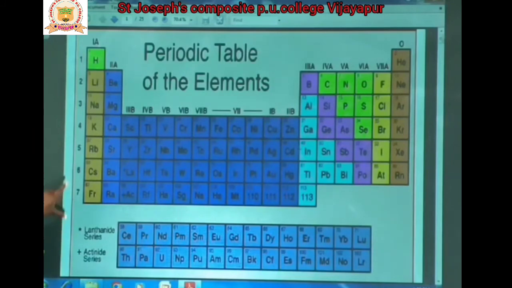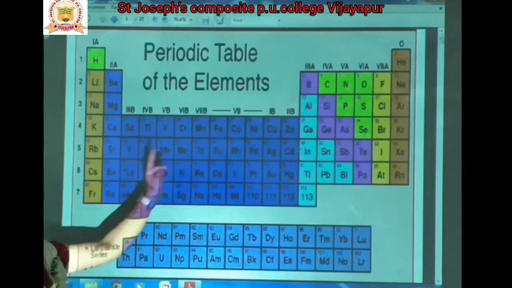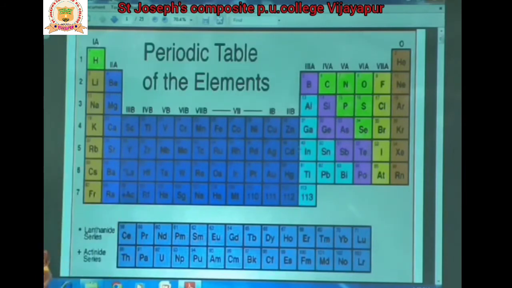Here in this picture, this is the modern periodic table. It was proposed by the scientist Henry Moseley. Here, the elements are arranged in increasing order of their atomic numbers. Let us see, I am introducing the modern periodic table.